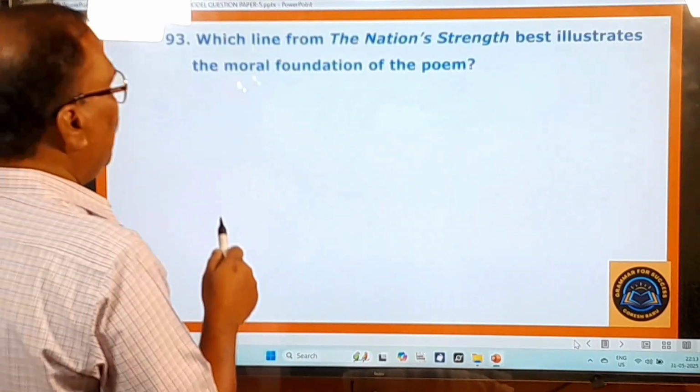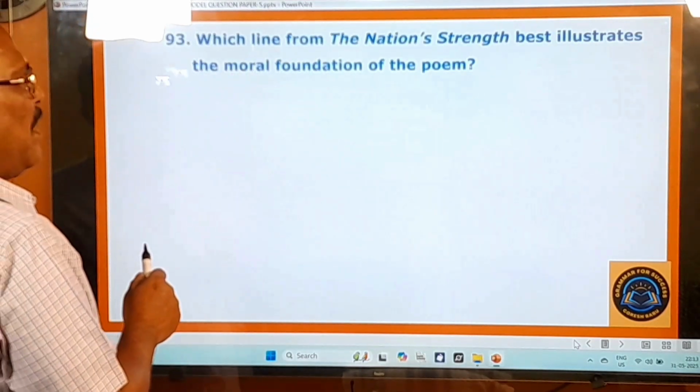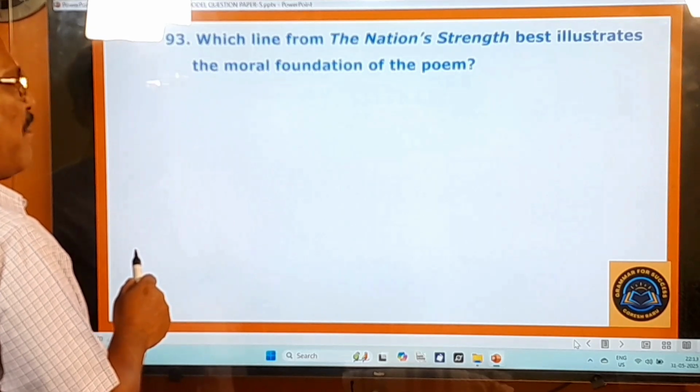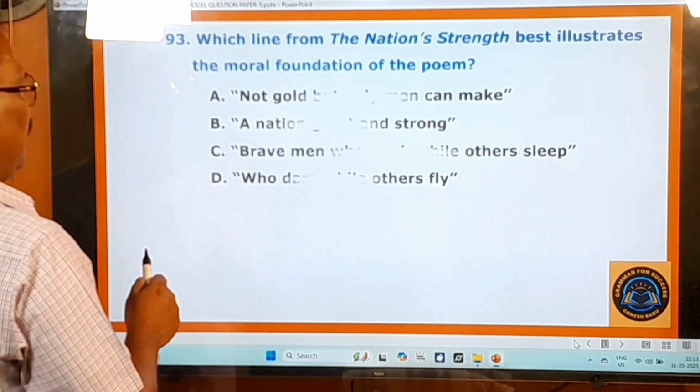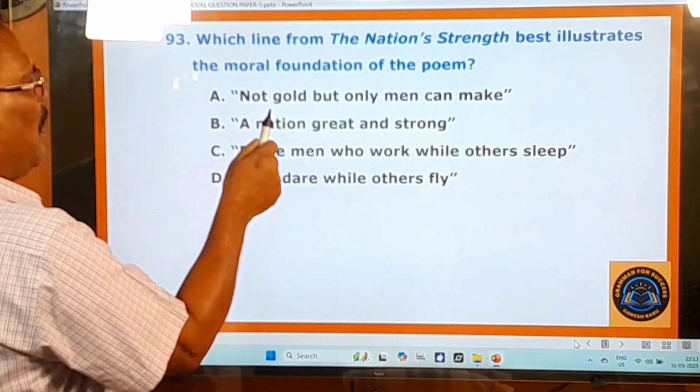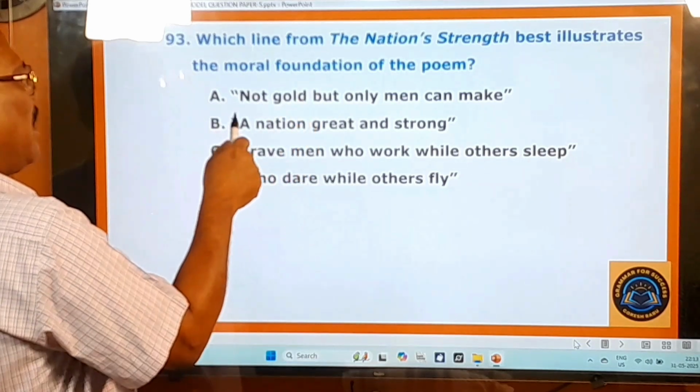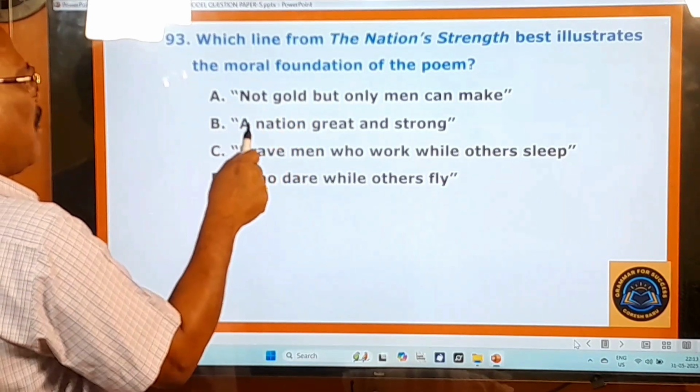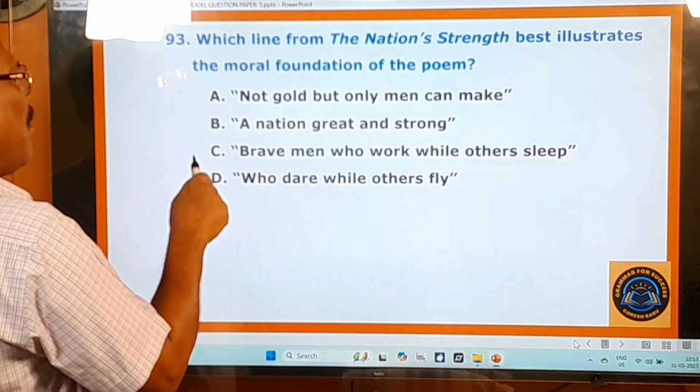93rd question. Which line from The Nation's Strength best illustrates the moral foundation of the poem? Not gold, but only men can make a nation great and strong. Brave men who work while others sleep, who dare while others fly.